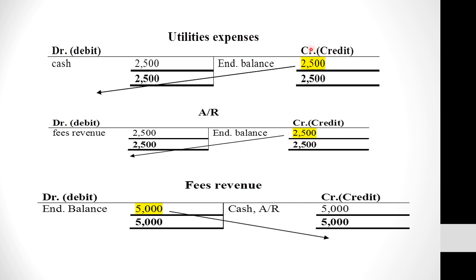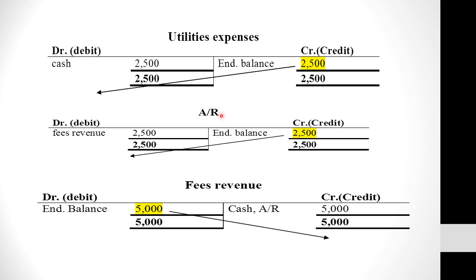This figure is calculated. We didn't bring it from the journal. This is the calculation. This is the balance, after we said 2,500 minus 0, so the result is 2,500. But which side is greater than the other? The debit side is the one greater than the credit side. So we drag this figure and bring it back to the debit side. So utilities expenses, its balance will be 2,500 debit.